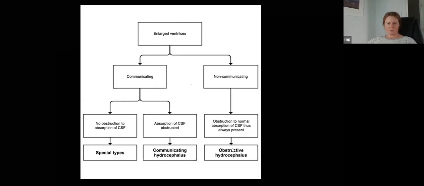So moving straight down to the bottom right, obstructive hydrocephalus is also called non-communicating, and as it says, there is an obstruction to the normal flow of CSF. And then you have communicating hydrocephalus, and if we skip down to the bottom here where it says communicating hydrocephalus, these are the cases where absorption of CSF is obstructed. And again, in this group of communicating enlarged ventricles, you've got these special types. This is where NPH falls and choroid plexus papilloma. So I'm going to show some examples for each of these.